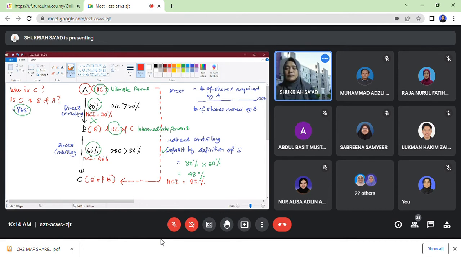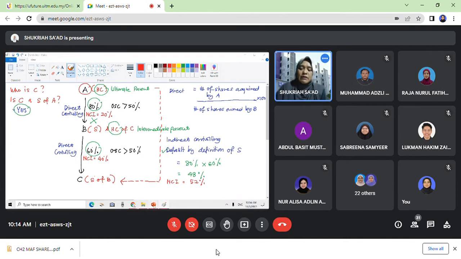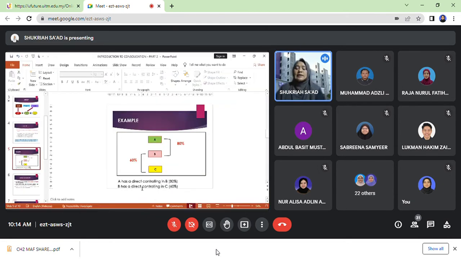Can? Any questions? Understand? The importance of NCI is that this is the percentage we use to determine goodwill or bargain purchase. You must first know the percentage of control and the NCI. So in order to determine the percentage of control, you first check whether the controlling is direct or indirect. Alright, any questions? So far no, madam. Okay. We are already clear on direct and indirect. We also identified how to determine the percentage of control for indirect, and whether the indirectly controlled entity is a subsidiary or not. It depends on default by definition.